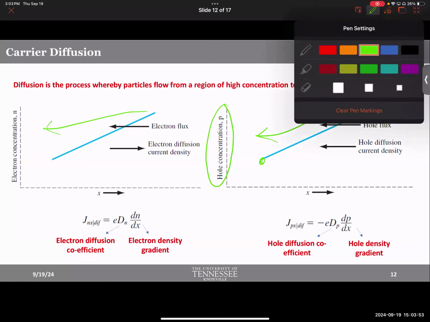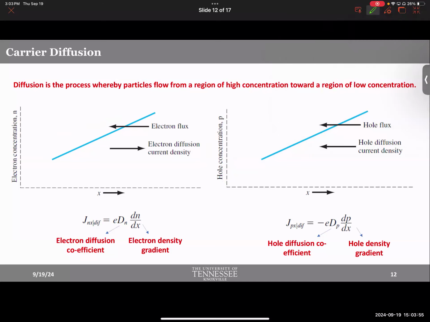Okay. Now, just to highlight, holes are positively charged particles. So I'm going to write H plus, and here I'm going to write E minus, so that you remember. When the electrons flow in one direction, where will the current flow? To the right, the electron current. But when the holes flow in a certain direction, maybe here, where will the current flow? Same direction. So this is hole current.